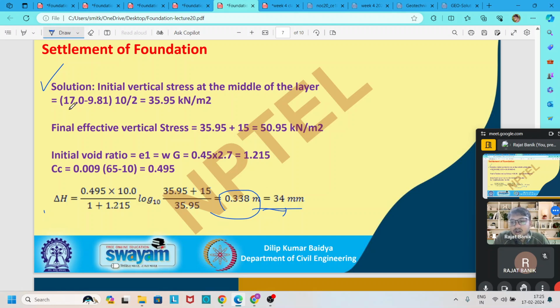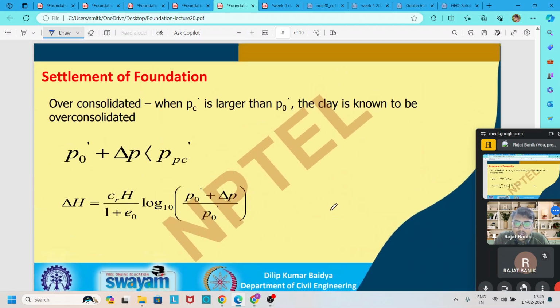See that, find out the effective stress at the middle depth. It is 10 by 2, it is 5. After that we also find out E1 using this formula, then find out Cc, and put all these values and get this result.